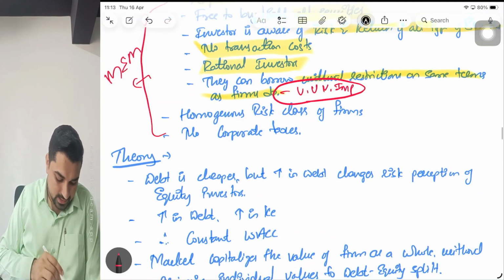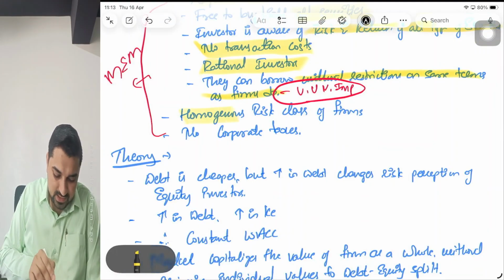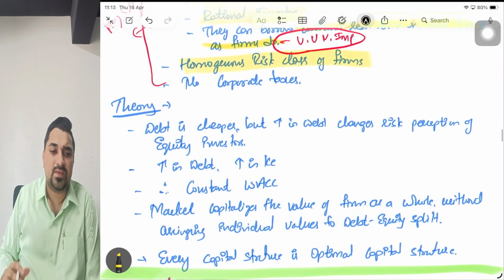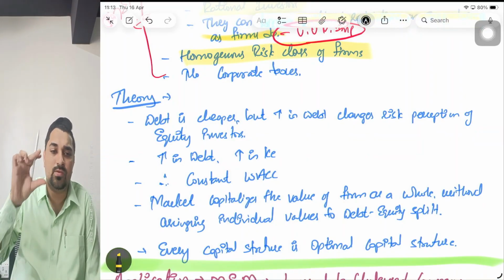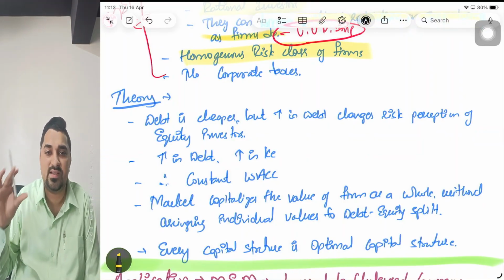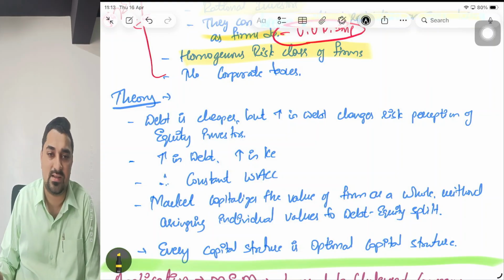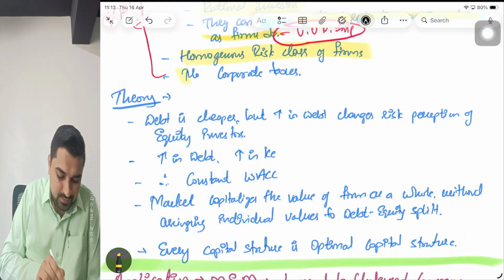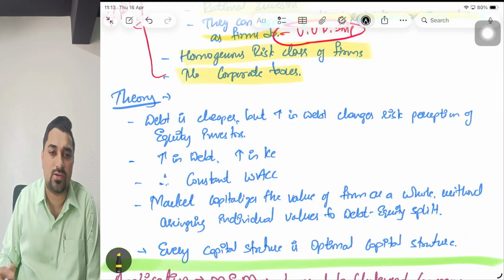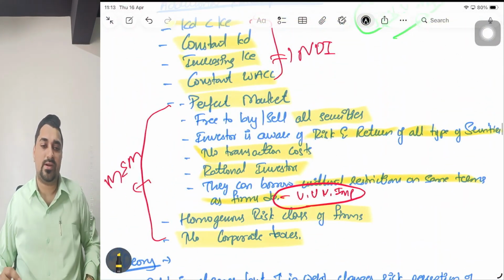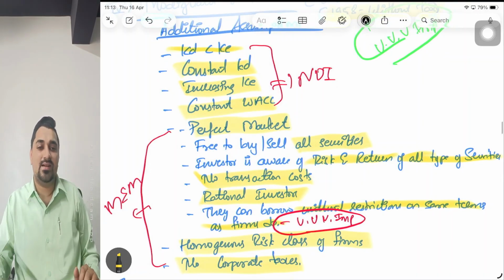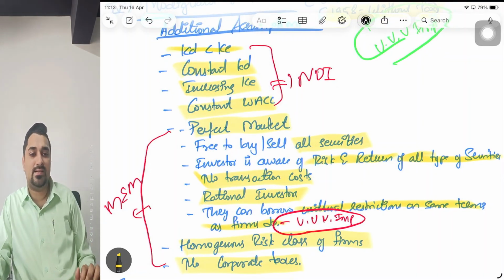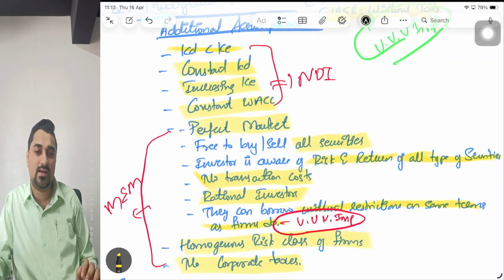Again, he classifies firms into homogeneous risk classes. So he classifies all the automobile industries as a homogeneous group, and all the pharmaceutical companies as a homogeneous risk class, which is again not practical. And again, he assumes that there are no corporate taxes. Very important unrealistic assumptions, but from an exam point of view, they are very important. What are the assumptions made? KD is less than KE, constant KD, increasing KE, constant WACC. These are just copy paste of NOI.